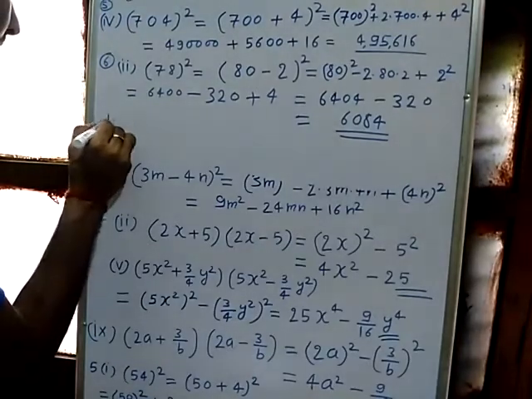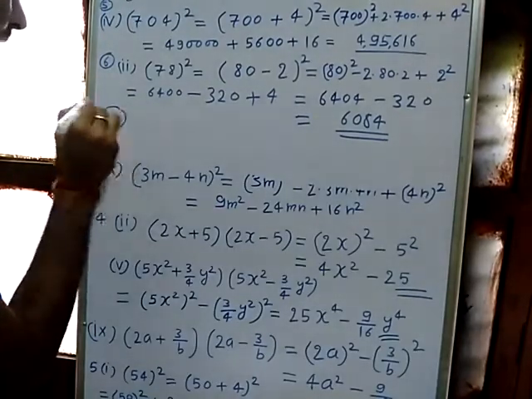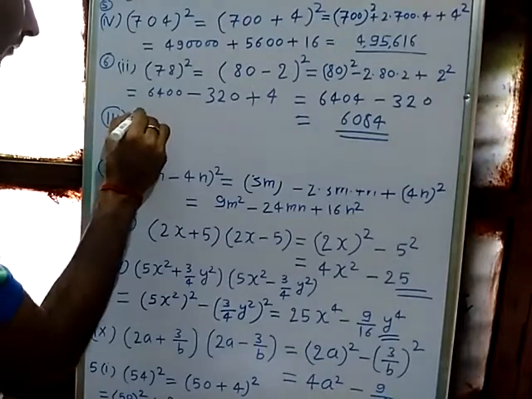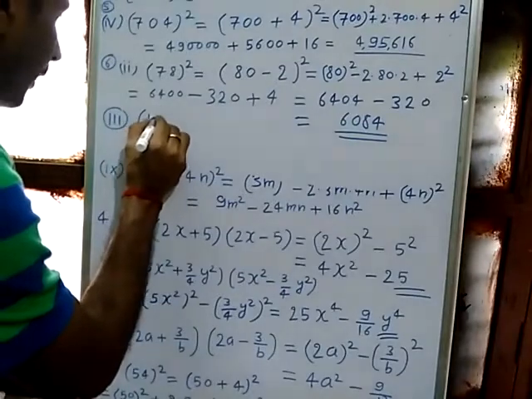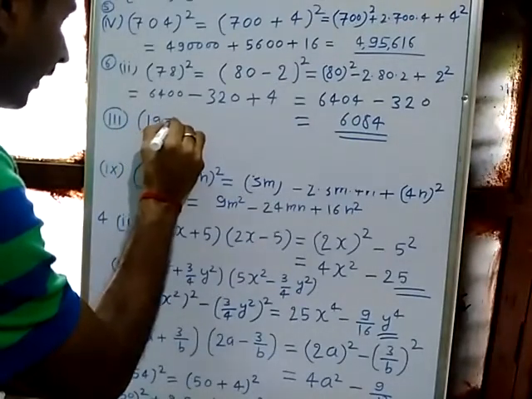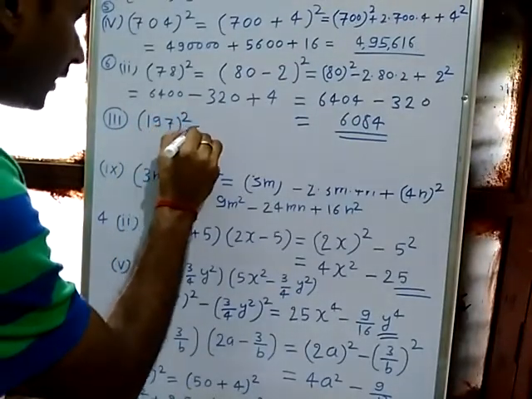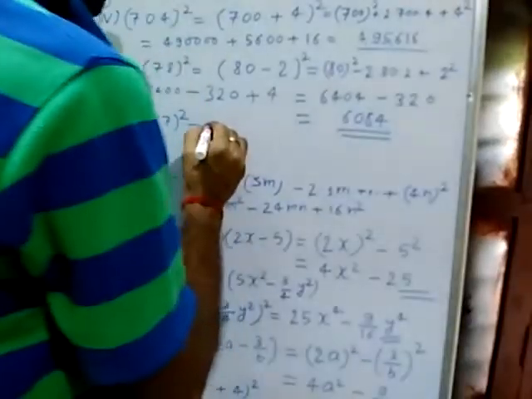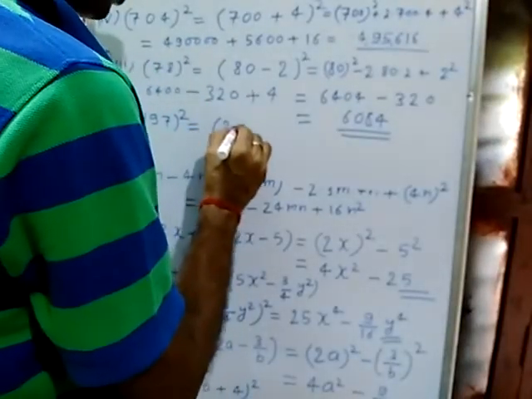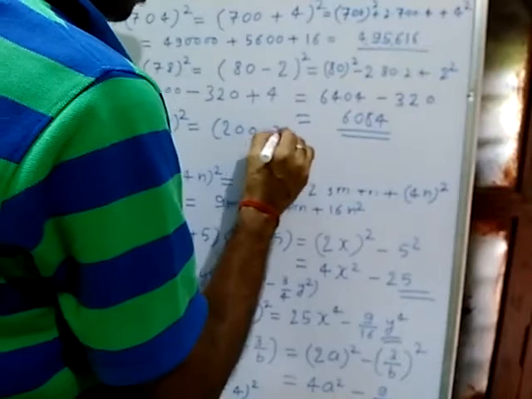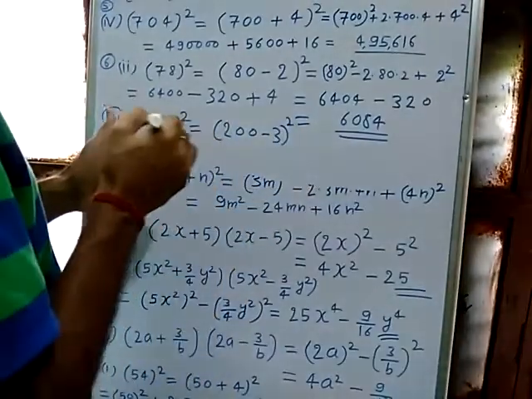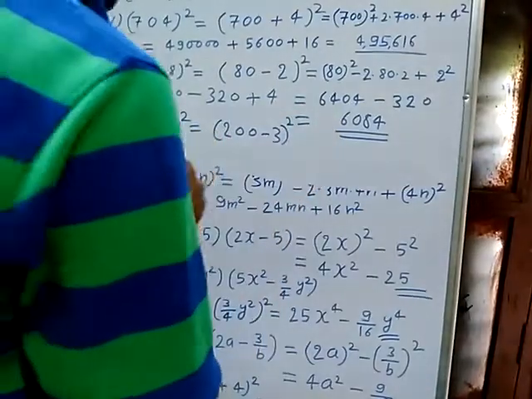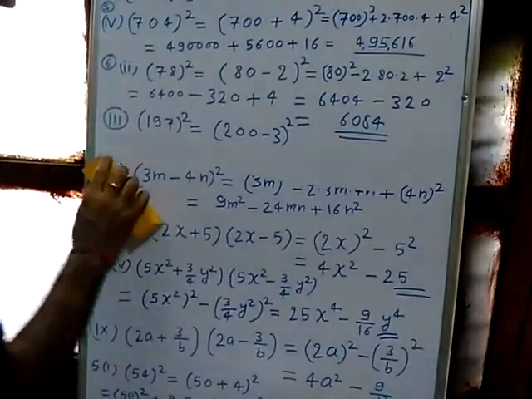Next question. I will explain question number 3, its third part. It is given: find the value of 197 the whole square. What is 197 the whole square? It can be written near about 200. So 200 minus 3 the whole square. We can write it now: 200 minus 3 the whole square. Then which identity can be applied?